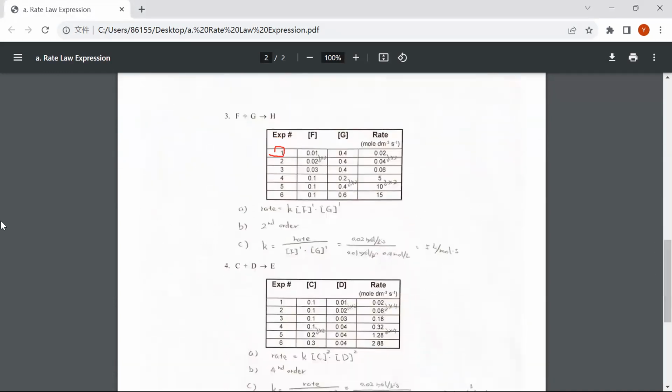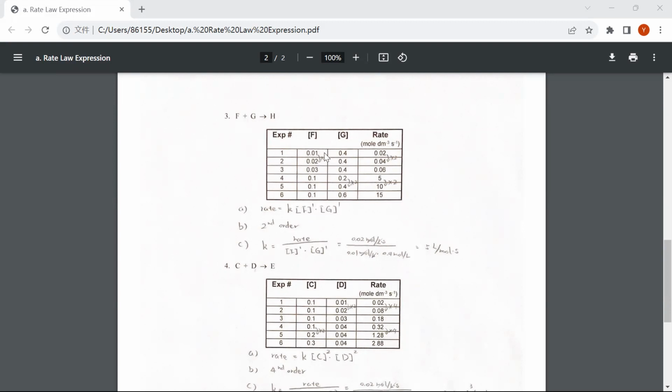And let's move on to the third question. So similar idea. In this case, our first concentration is F, and the second one is G. And to find the exponent of F, we choose the first and second experiment.